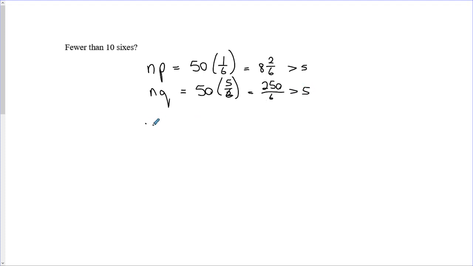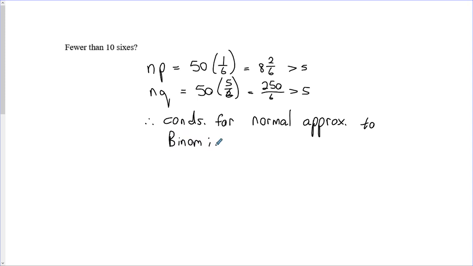Right, and so I think we need to, this topic's brand new in the curriculum this year, tested in the IB matric for the first time this year. So I'm pretty sure they're going to expect us to now say, therefore, the conditions for the normal approximation to the binomial have been met. Okay, you can probably just say conditions have been met.